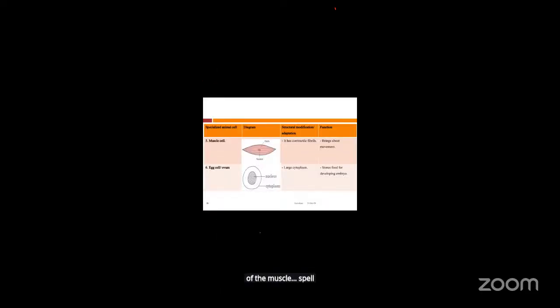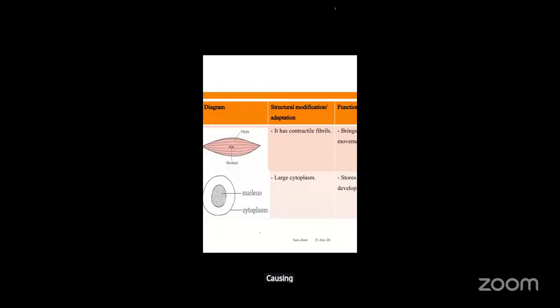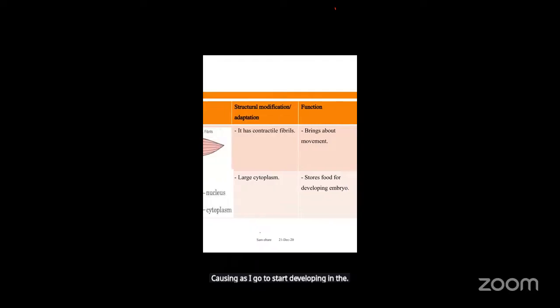Another specialized cell in animals is an egg cell. Now, an egg cell is a female reproductive gamete, and this is where the sperm comes in and fuses with the nucleus of the egg cell, causing a zygote to start developing in the womb of a mother.